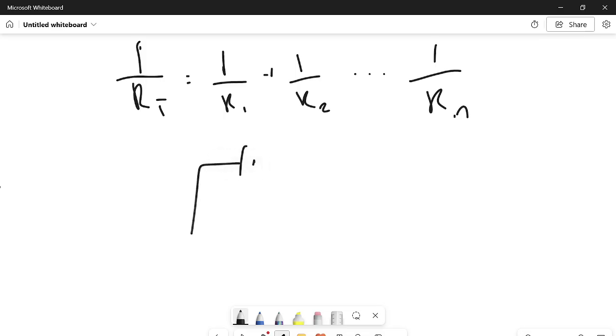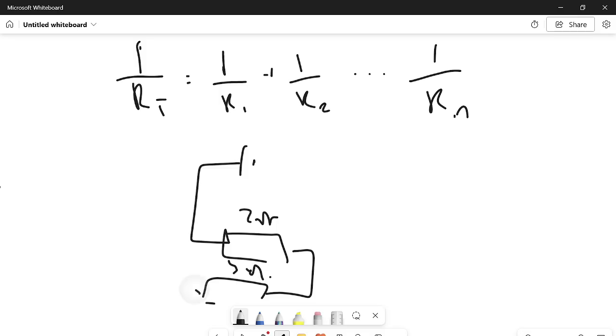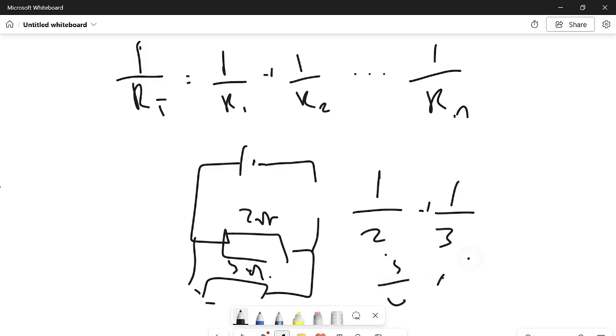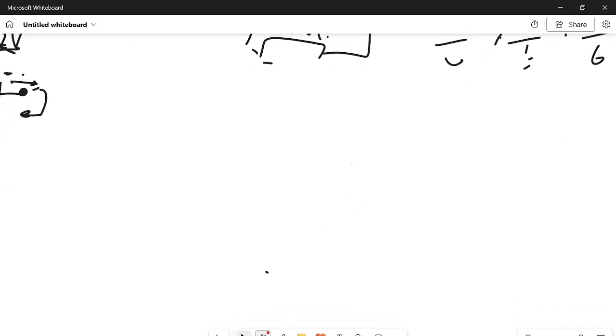So let's pretend you have 2 ohms, 3 ohms connected to this. You would just have to do 1 over 2 plus 1 over 3. What is that? 6. 3 over 6 plus 2 over 6. 5 over 6. And then you just rotate it, so it'll be 6 over 5. Sorry, I ran out of space. So it'll be 6 over 5 ohms for that.